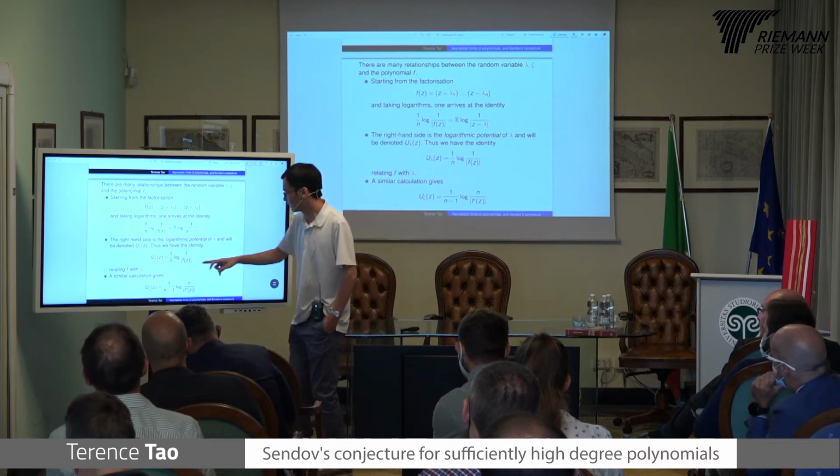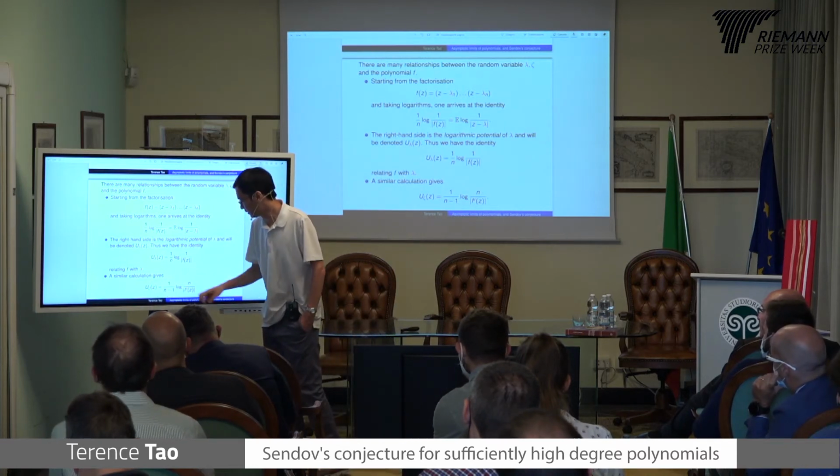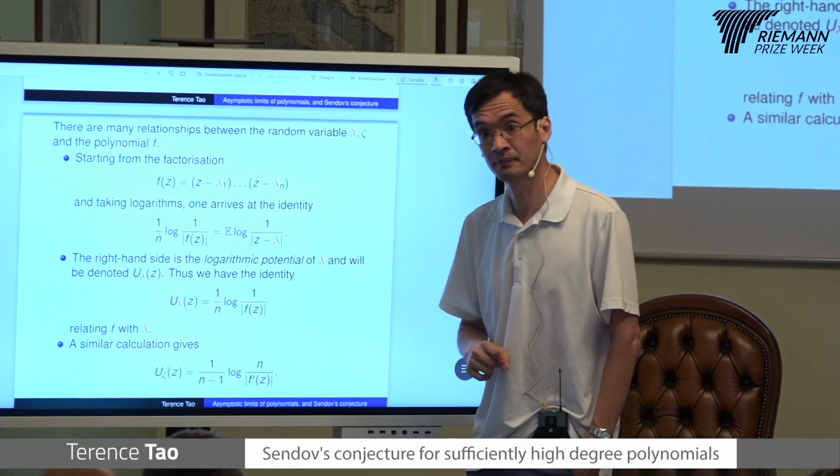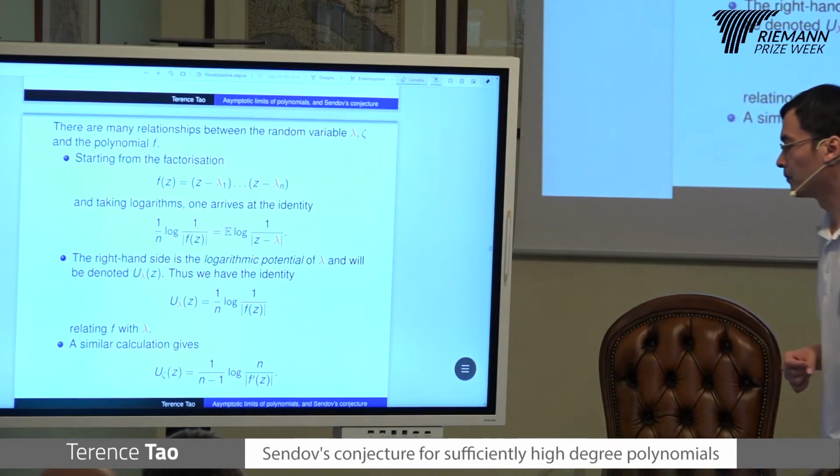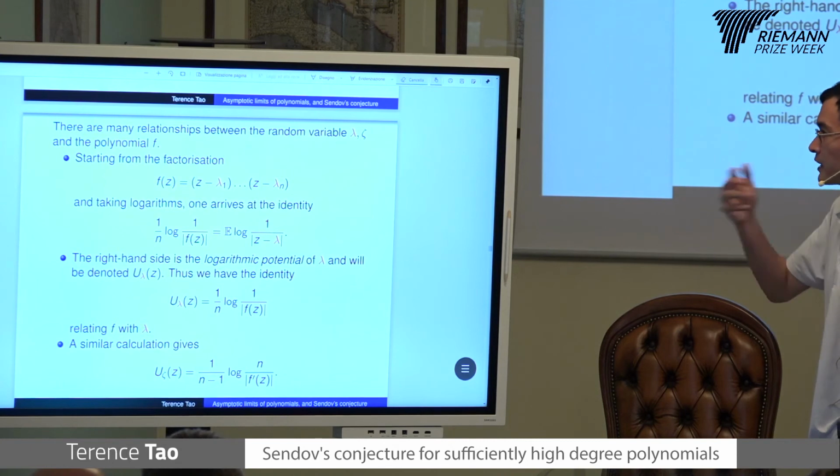And very similarly, the logarithmic potential of the critical measure tells you something about the derivative. So that's one relationship. Next slide, please.